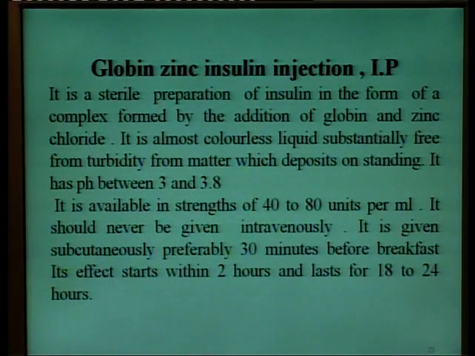Globin zinc insulin injection, official in IP. It is a sterile preparation of insulin in the form of a complex formed by the addition of globin and zinc chloride. It is an almost colorless liquid, substantially free from turbidity and from matter which deposits on standing, has pH between 3 to 3.8. It is available in strengths of 40 to 80 units per ml.